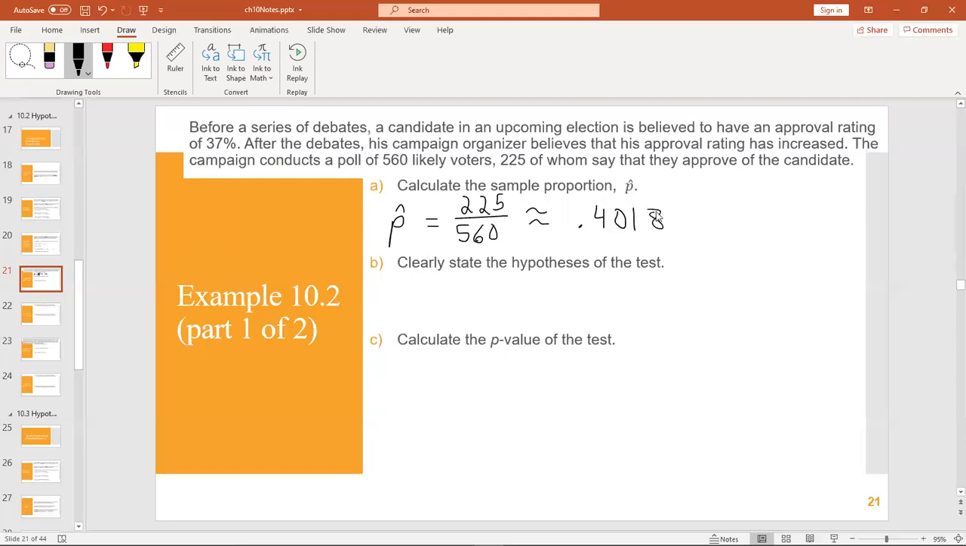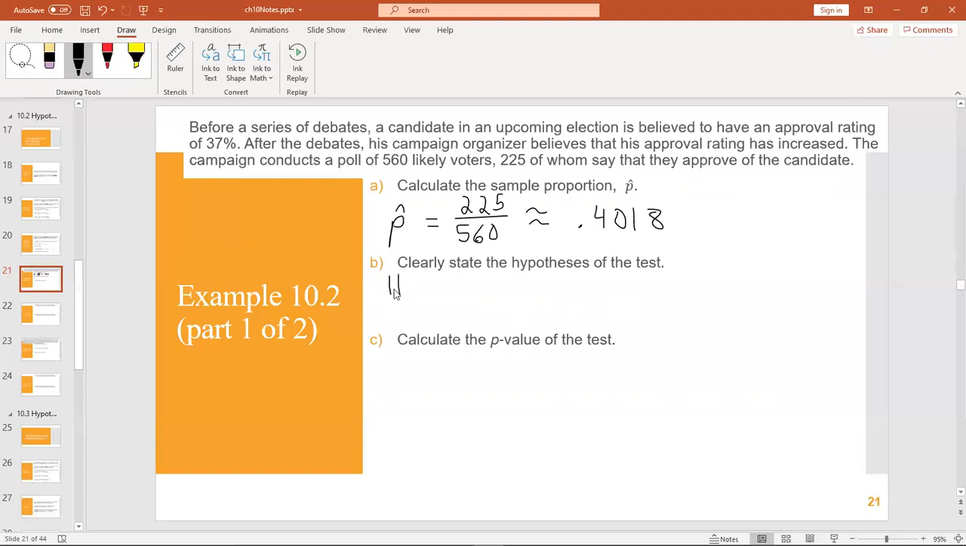So it says clearly state the hypotheses of the test. Now, when I have graded exams on this, I have had lots of students write me very extensively worded and mildly paraphrased essays restating the scenario of the problem, and that is not what we are looking for. Here's what you do to state the hypotheses of the test. That means something very specific.